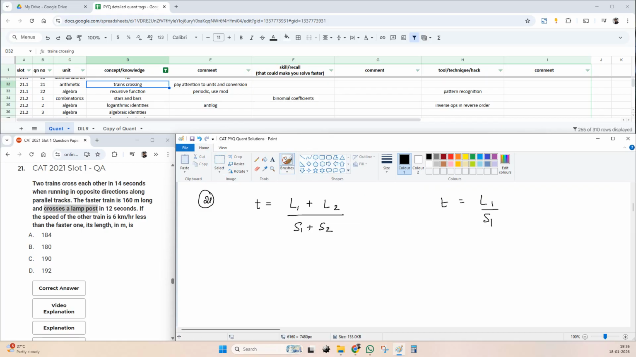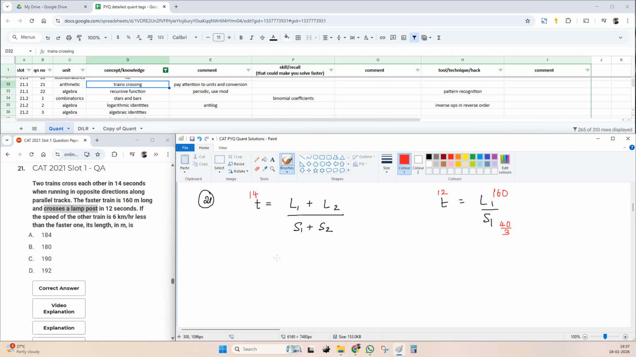Nothing much in this question, just direct application of very standard formulae. What are the values given to us? We have the two trains cross each other in 14 seconds. This T right here is 14. You know what? I'm just going to put the number there. Forget the circle. That's 14. Opposite direction, so we have a plus already. That's sorted. The faster train is 160 meters long and crosses a lamppost in 12 seconds. When you solve for this equation, you will see that S1 is 40 by 3. This is in meter per second.